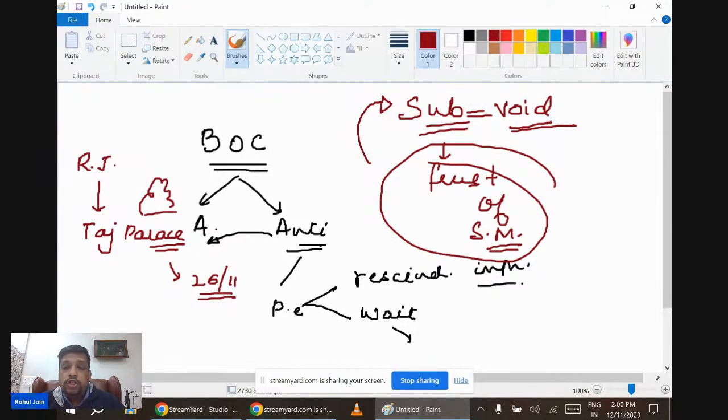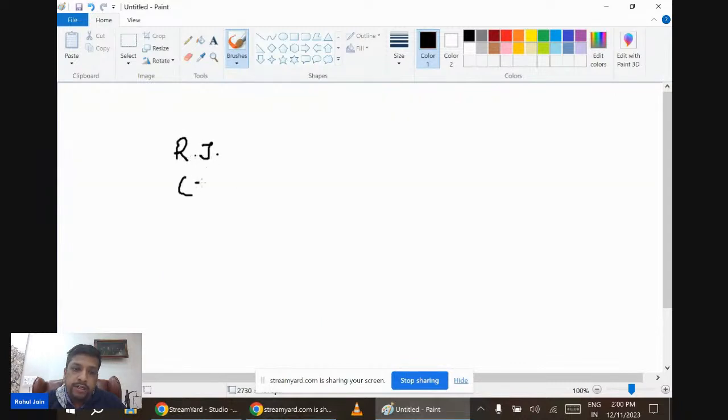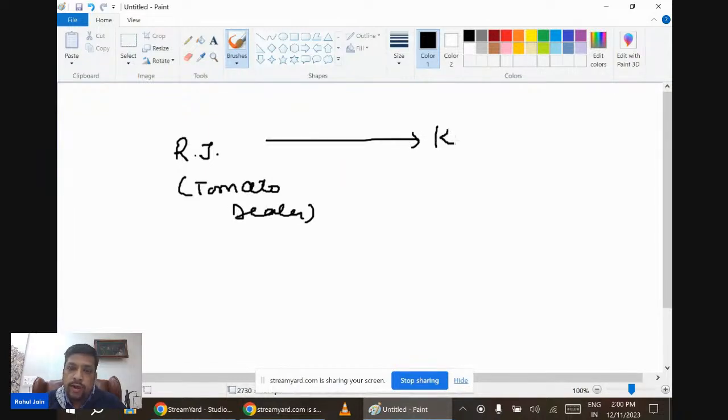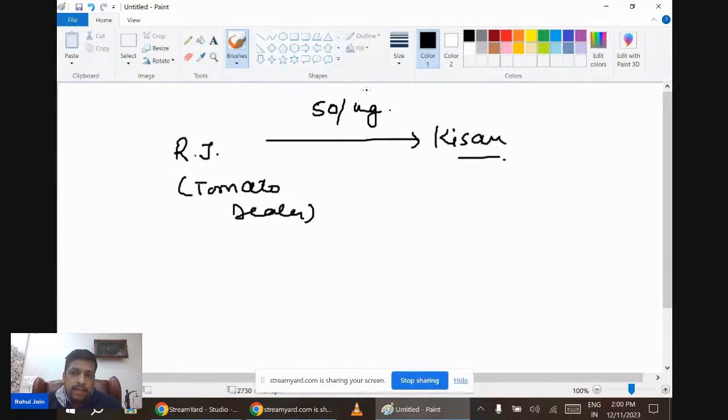Okay, now one thing you will need to keep in mind, guys, I'm giving you a very interesting example. Supposedly Rahul Jain is a tomato dealer. Now I entered into a contract with Kisan Tomato Ketchup, whereby I will supply them tomatoes at the rate of 50 rupees per kg on some future date. But during the intervening period, the prices of tomatoes got really high, say 150 rupees per kg. The prices got so high. Is it impossible to perform? No. आपने ये बात याद रखनी है, mere commercial difficulty will not fall under the category of impossibility.